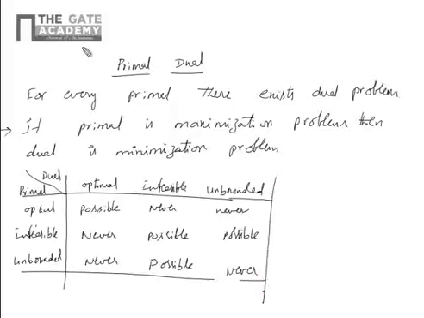Sometimes they give in the question that the primal has an optimal solution, or the primal solution is unbounded. What will be the dual solution? They will give options as optimal, unbounded, infeasible. So the answer is infeasible. If you know the relation between these, then we can solve the problem.